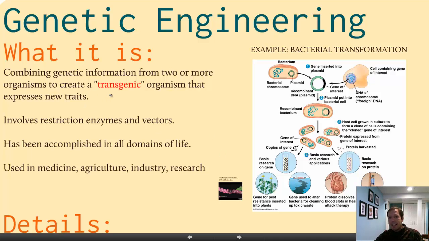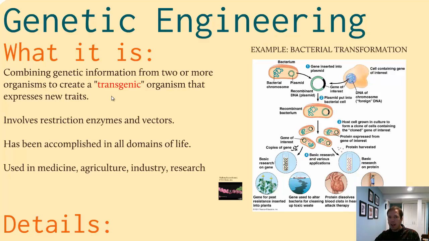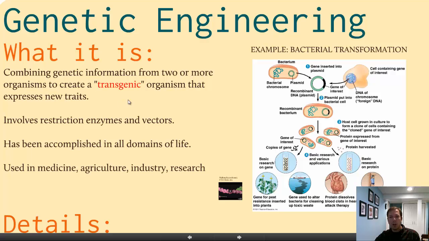So if we take DNA from a different organism and put it into an organism of a different species, we're creating something that's called transgenic. So transgenic means that it has DNA spanning across multiple species. And so we need a restriction enzyme to be able to cut DNA, and we need to make a vector, and so those are the two things I just described.